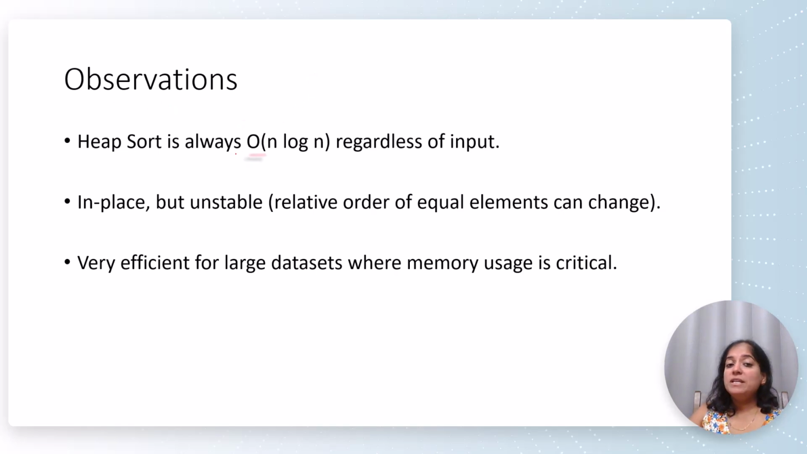Heap sort is always big O of n log n, whether it is best case, worst case or average case. It is in place but unstable, very efficient for large data sets.